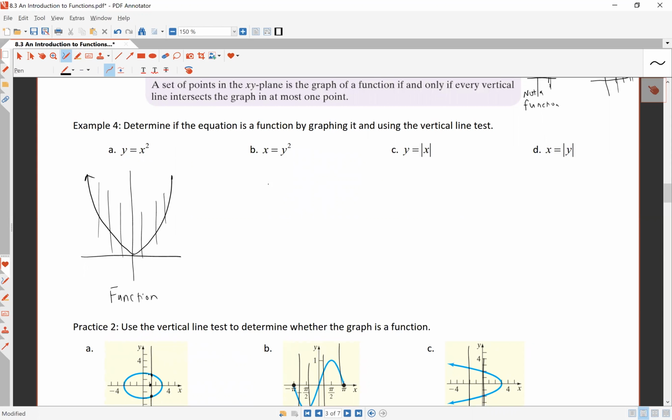And we've seen the graph of x equals y squared is the parabola opening to the right. And we can find at least one vertical line that crosses in more than 1 point. So this is not a function.